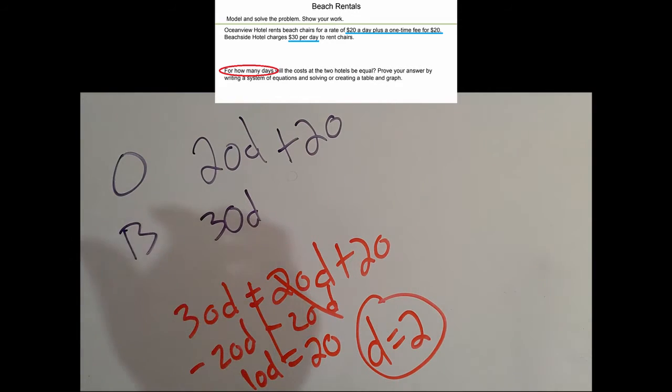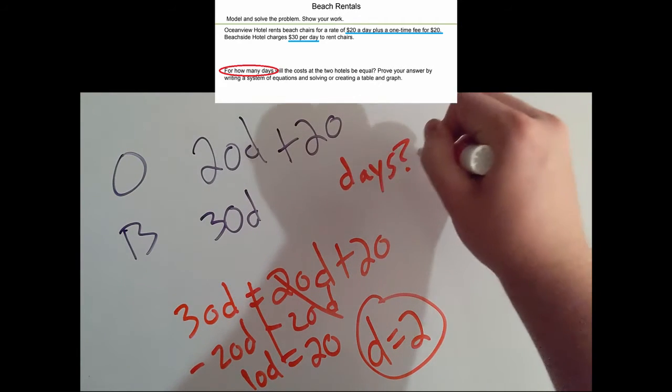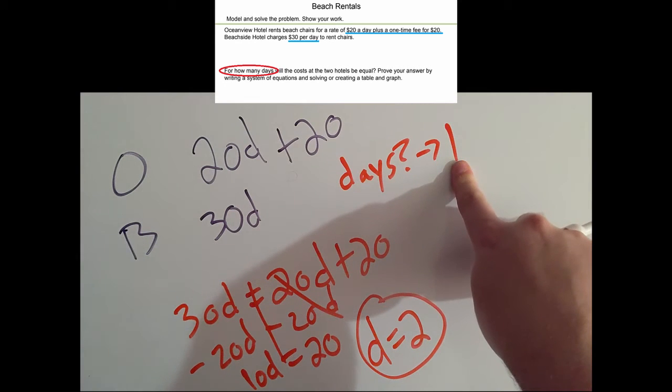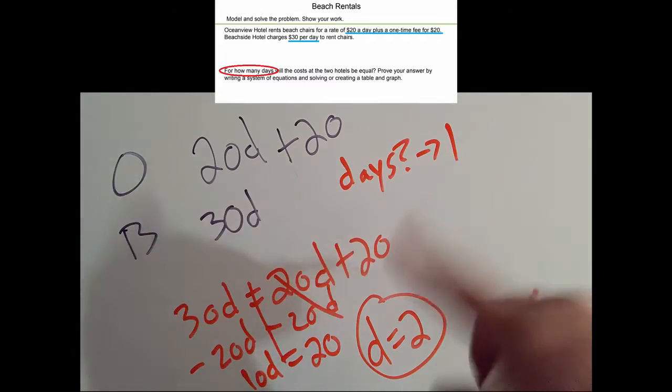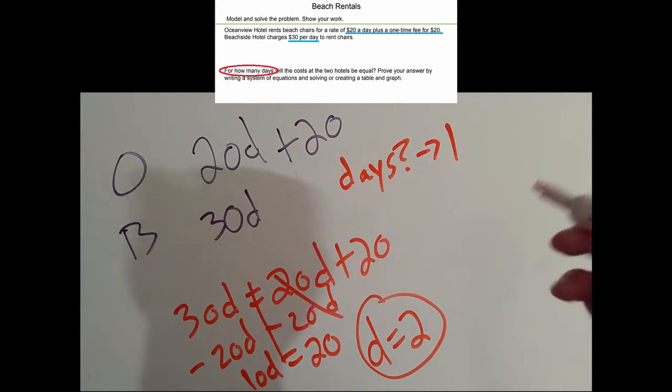Now, be careful what the question says, because the question says, for how many days will it be the same? It's only the same for that one day, just on day 2. So on day 2, they're the same. They're only the same for that one day. If we were to plug that back in, 30 times 2 is 60. So they would both be $60.